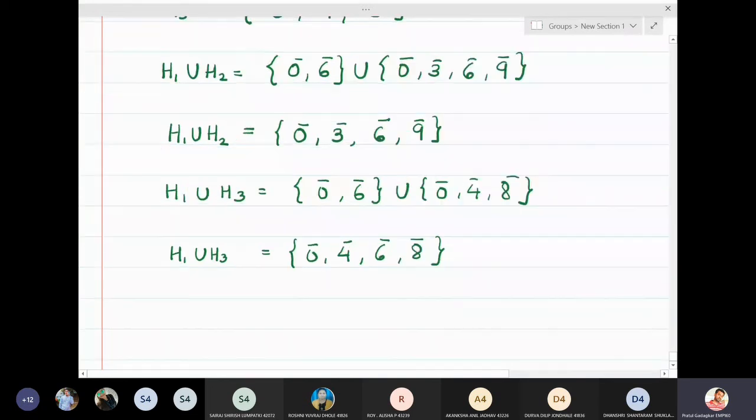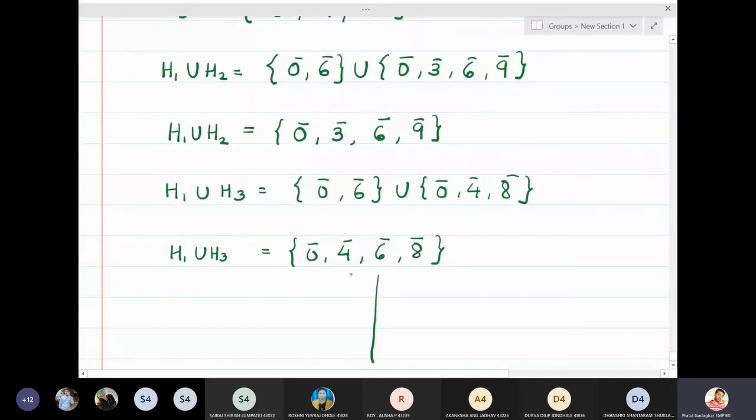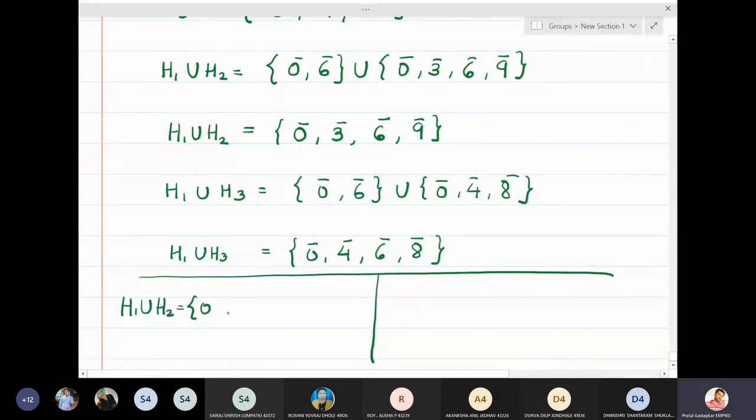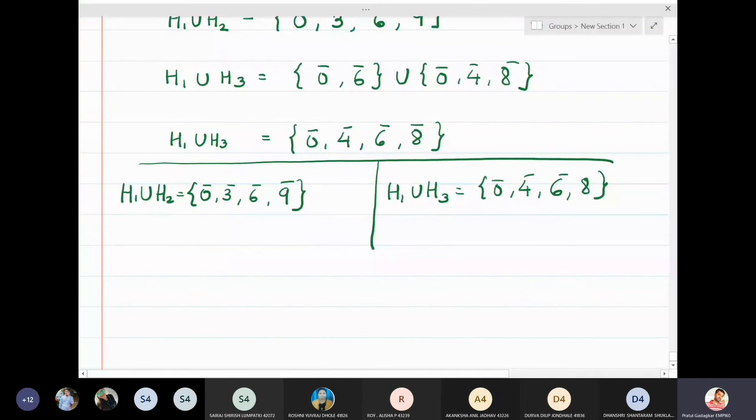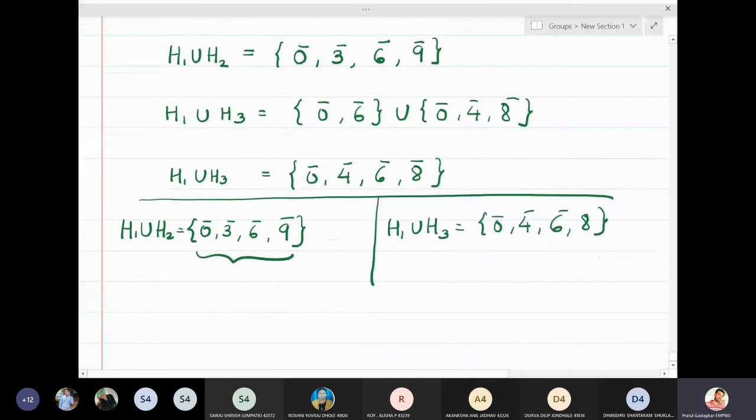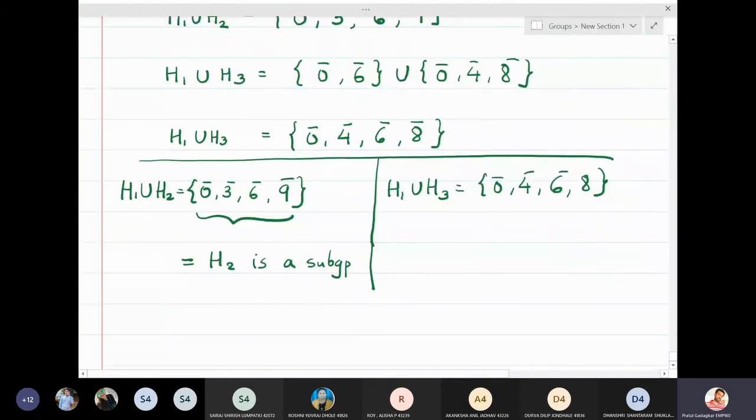So we have two things with us now. The first is that H1 union H2 is equal to 0 bar, 3 bar, 6 bar, and 9 bar, whereas H1 union H3 is 0 bar, 4 bar, 6 bar, and 8 bar. Now, if you carefully see, H1 union H2 is nothing but all multiples of 3, and this was nothing but our H2. So H1 union H2 is H2, and that is a subgroup of G. So what am I concluding? I'm concluding in the first case that H1 union H2 is a subgroup of G.